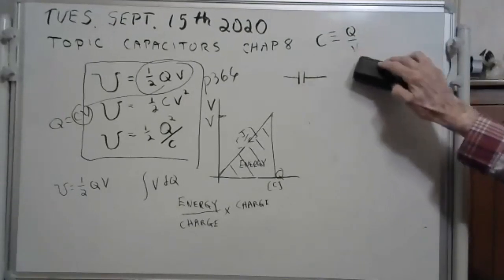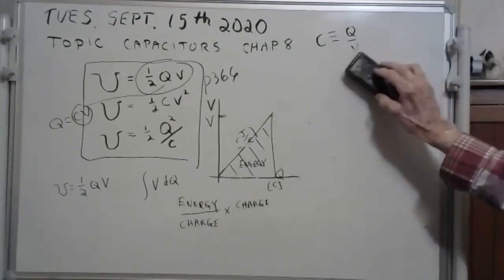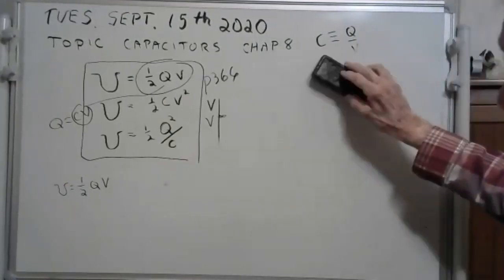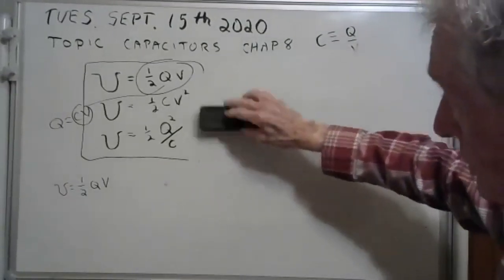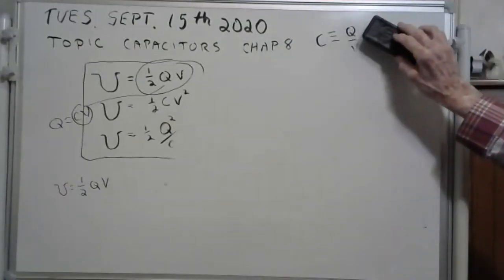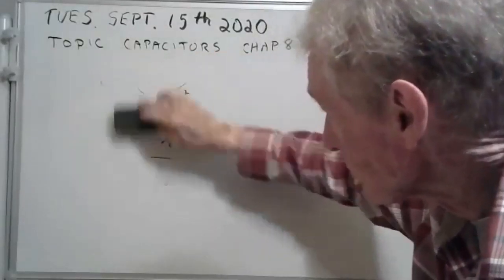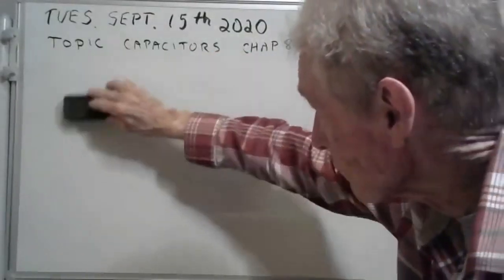You're going to memorize that thing right there. I'm going to erase it here in a minute, but I want you to memorize it. That's the definition of what capacitance is. It's the amount of charge you can put on a capacitor at a given voltage.